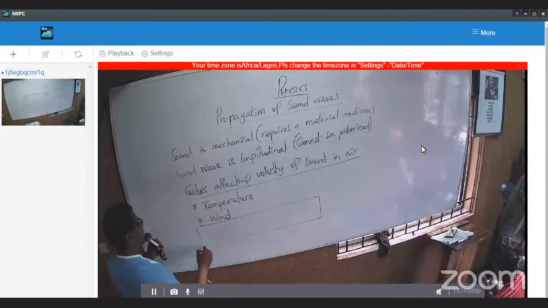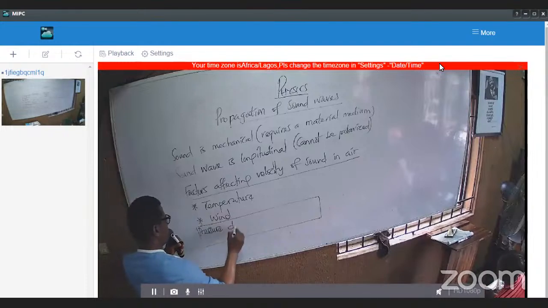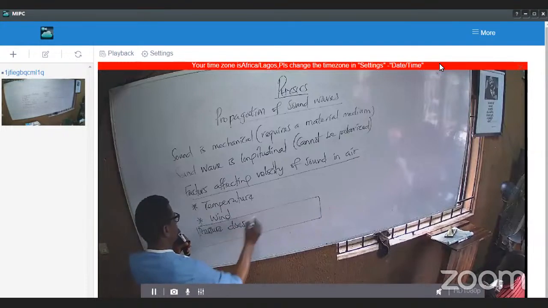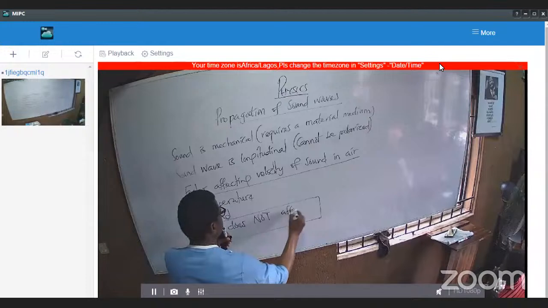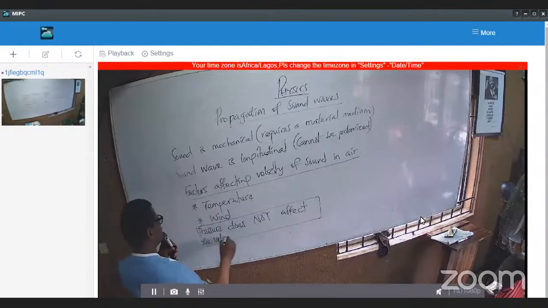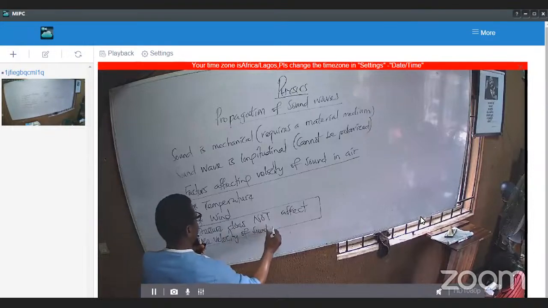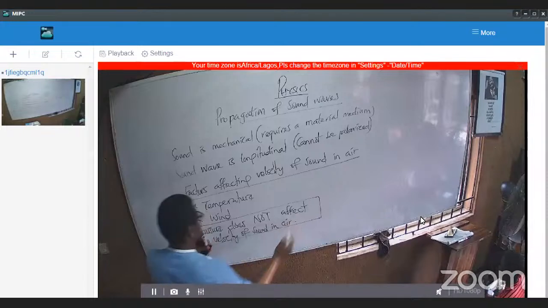Pressure does not affect the velocity of sound in air.